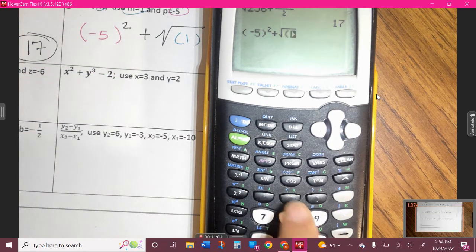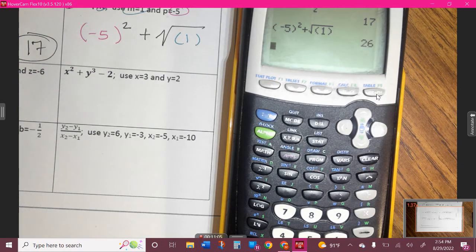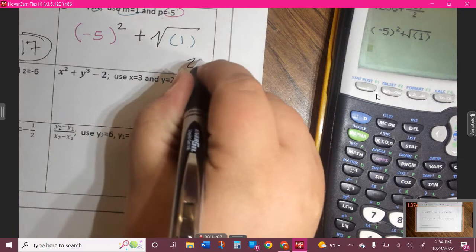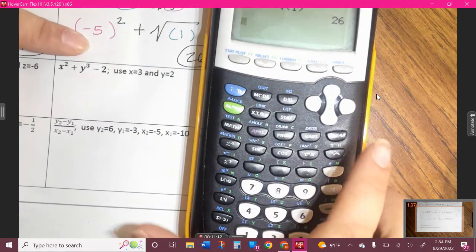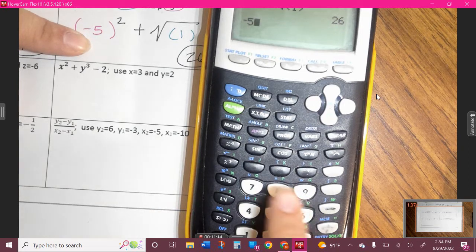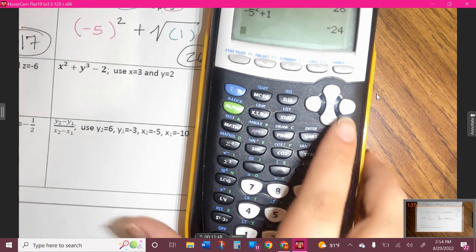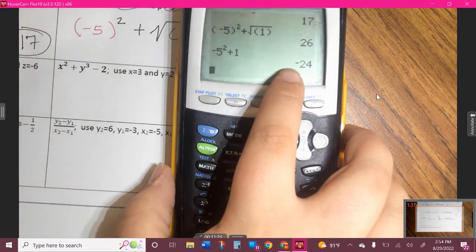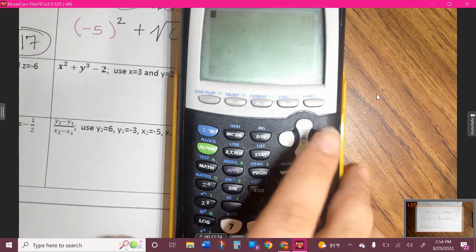If you wanted to have the 1 in the parentheses under the square root, that is also fine. It won't change your value. That's 26. Now, if you did not include the negative in the parentheses, then what you would have got was negative 24. So you're off by a large amount, like 50. Okay.